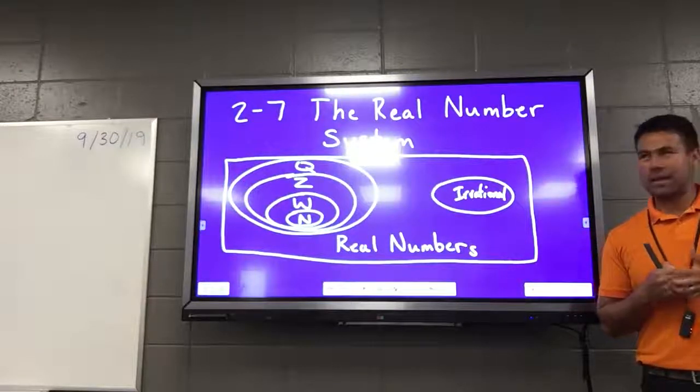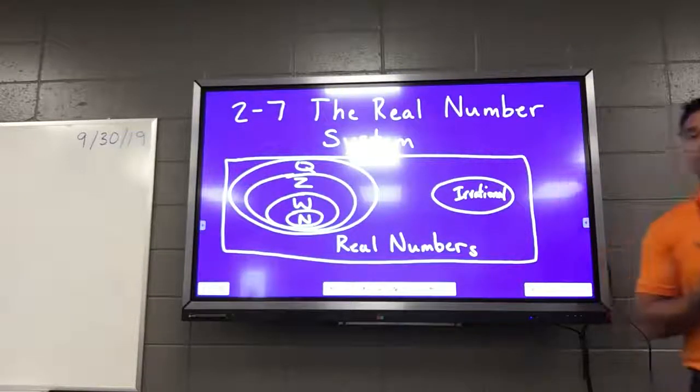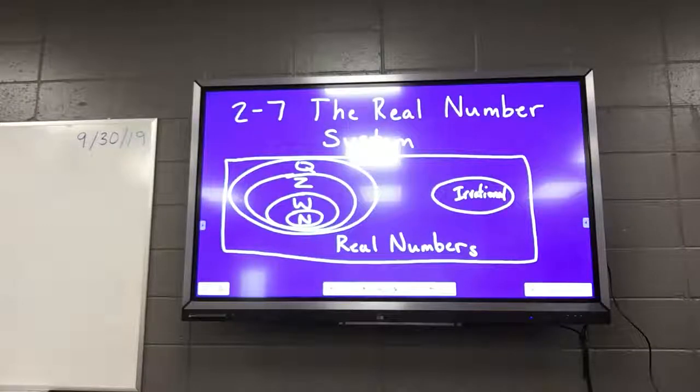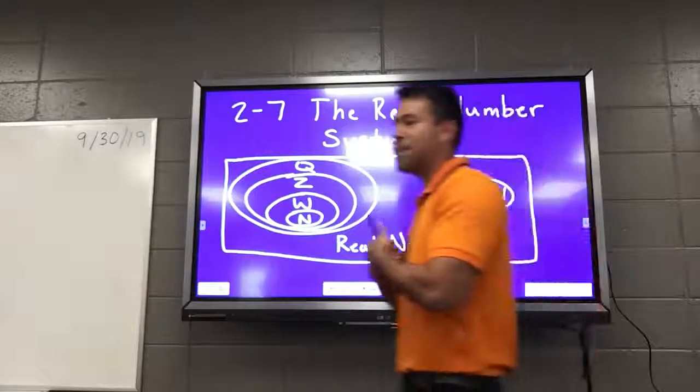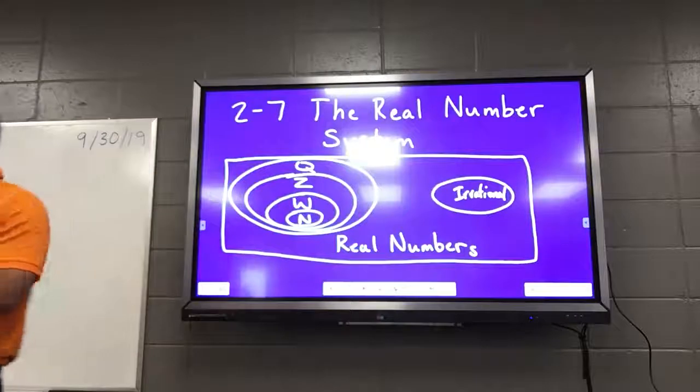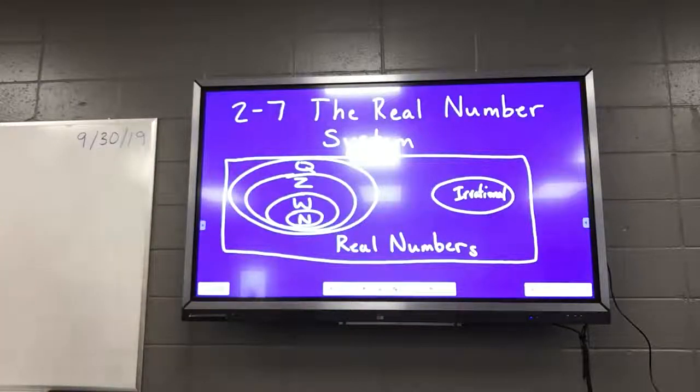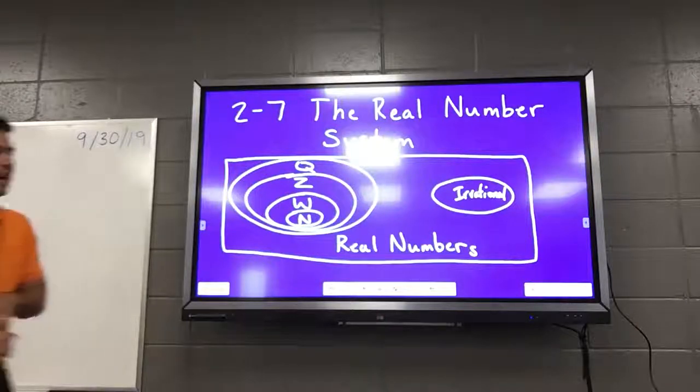Wait, there are numbers that cannot be graphed on a number line? That's exactly what I said. Those are called imaginary numbers. We're not talking about those, but there are. Some of you have written an imaginary number by accident and didn't know about it. So we'll go over that next year. And it's okay.